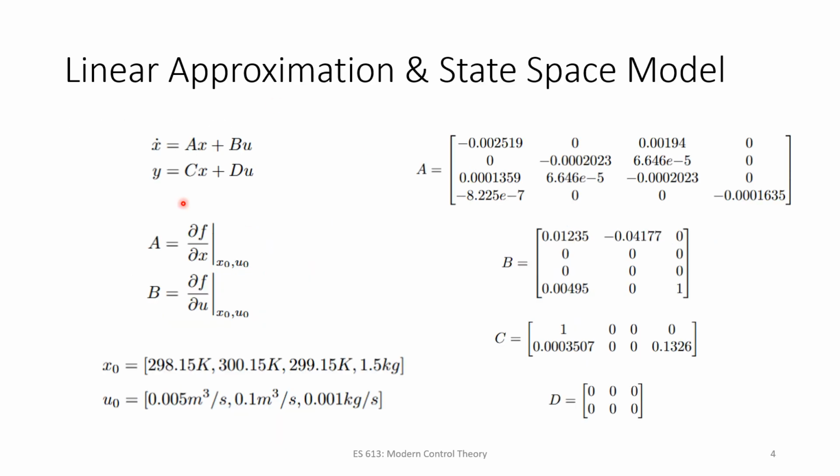For the aforementioned ordinary differential equations, a linear approximation is taken to get the state space model of this format: x dot equals Ax plus Bu and y equals Cx plus Du, by taking the Jacobian of the ODEs. This linear approximation is performed around the nominal operating point as given in this slide. After getting the linear approximation, we get the linear time invariant model where A, B, C, D are the matrices consisting of constants.